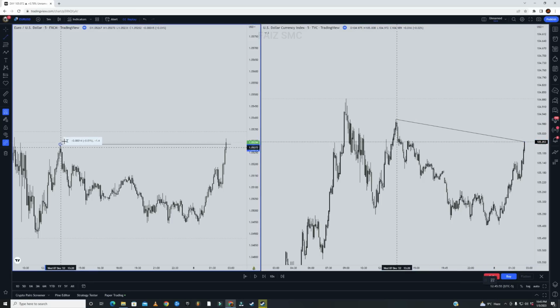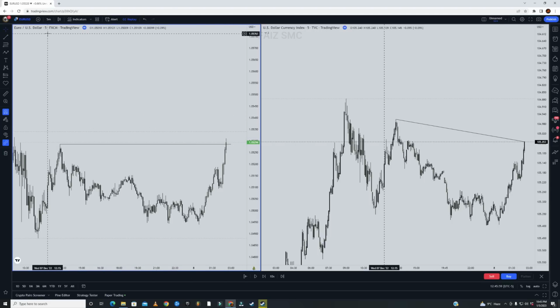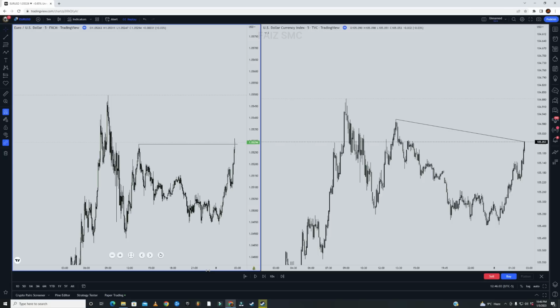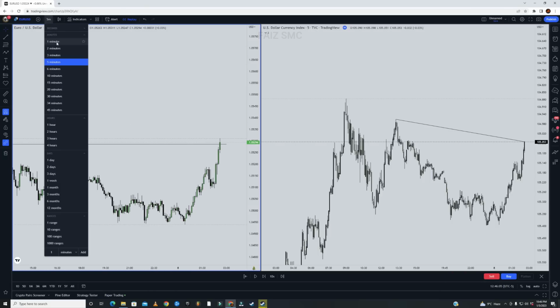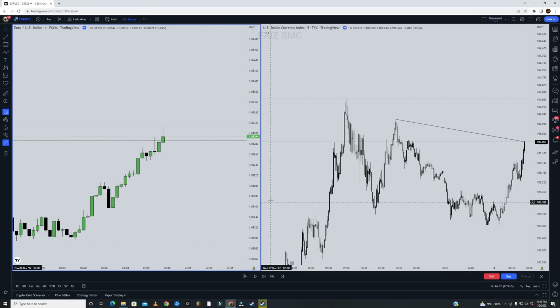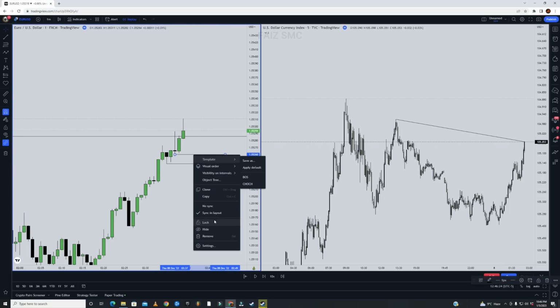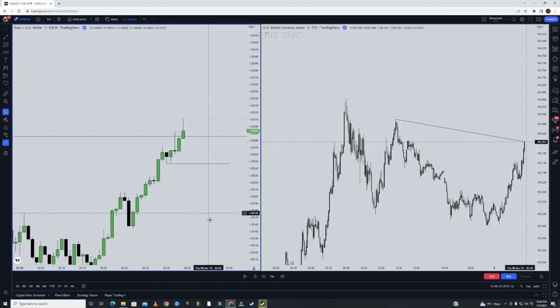Let me mark this out like this. So this is SMT divergence, and we also have ABC on Euro USD, right? So what I will do now is drop down to the 1 minute time frame, and look for market structure shift, right? Now, when following ABC rules, you can look for market structure shift here, but you can also look for market structure shift through this level here as well, right? But I would recommend that you look for market structure shift here.